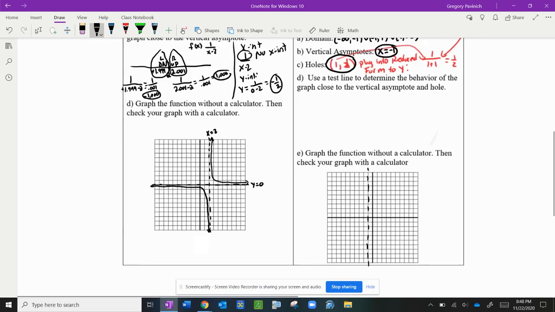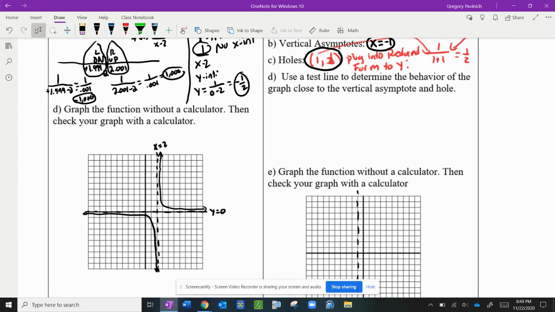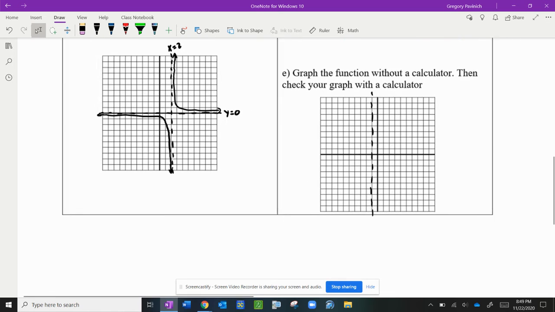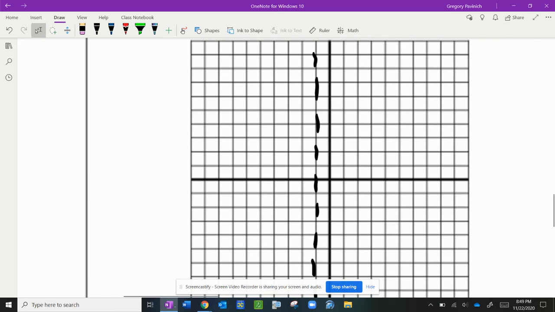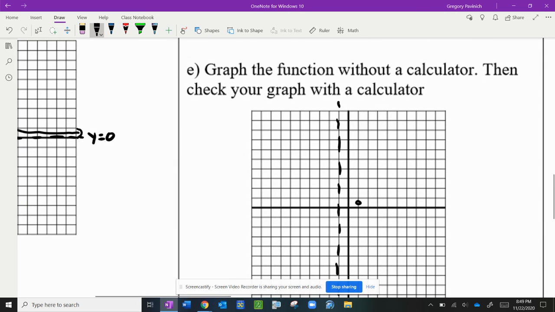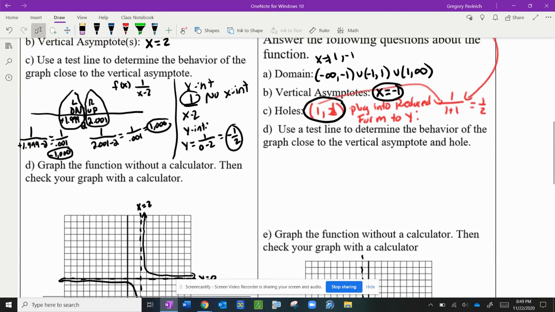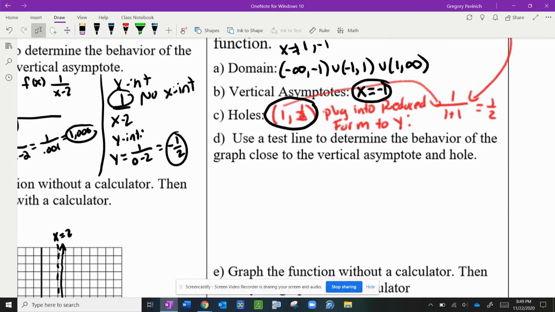And I have a hole in the graph, and a hole in the graph is exactly what it sounds like, 1 comma 1/2. You're just going to put this empty spot. It's just a break in the graph, your graph will still go through it like it's smooth and continuous, but it's like a chunk is taken out. That point or solution is just missing. Okay, and so we're going to use the line test to determine the behavior of the graph close to the vertical asymptote. We don't have to do it for the hole. We know how it's going to behave there.